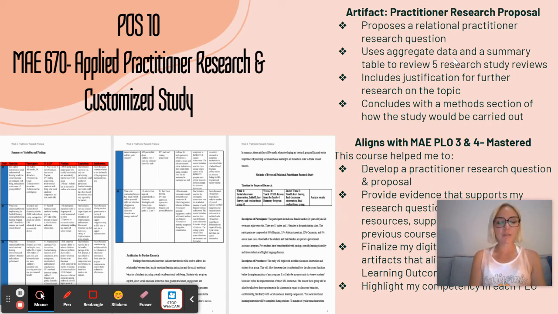Throughout this course, I've developed a practitioner research question and proposal. I've provided evidence that supports my research question using strategies, resources, supports, and data from various course assignments and peer-reviewed articles. The artifact I chose was the practitioner research proposal. Here, I proposed a relational practitioner research question that aligned with my area of interest, which was social emotional learning. I used aggregate data and a summary table, such as the one you see on the slide, to review 5 research studies. I also included a justification for further research on the topic and concluded it with a methods section on how my new study would be carried out.